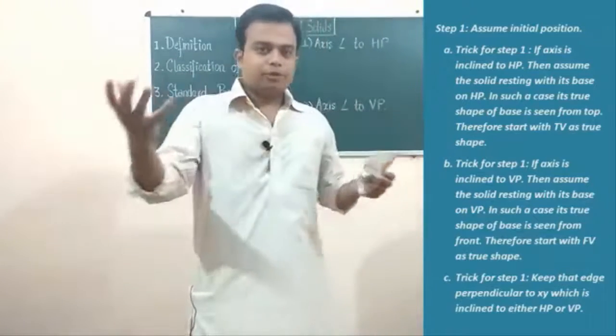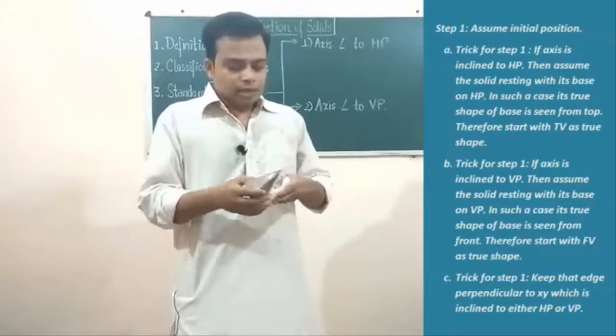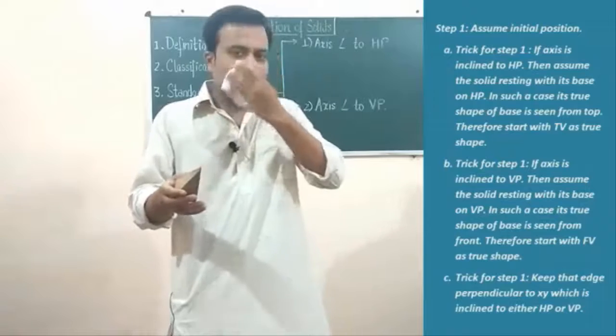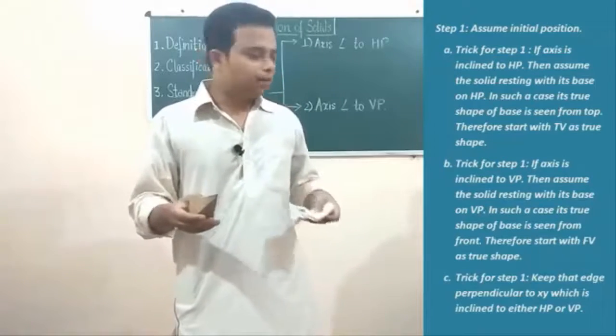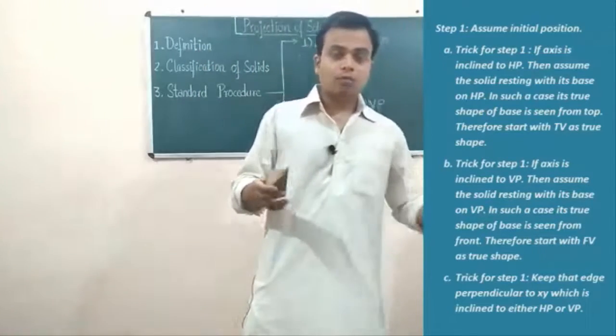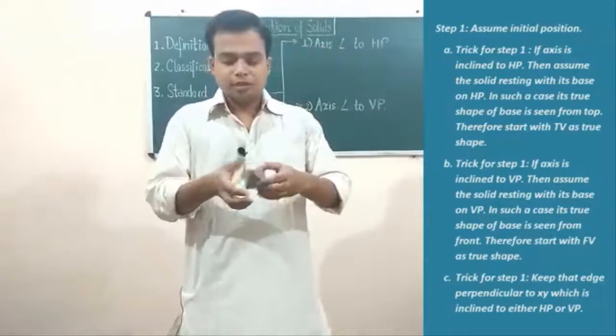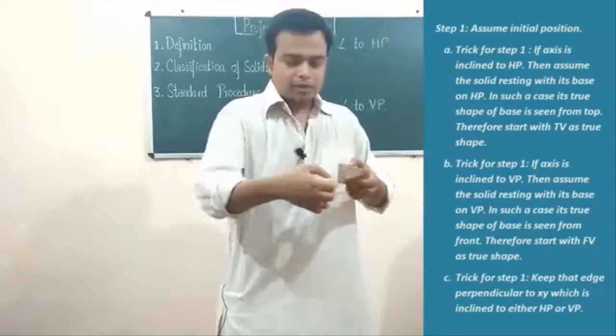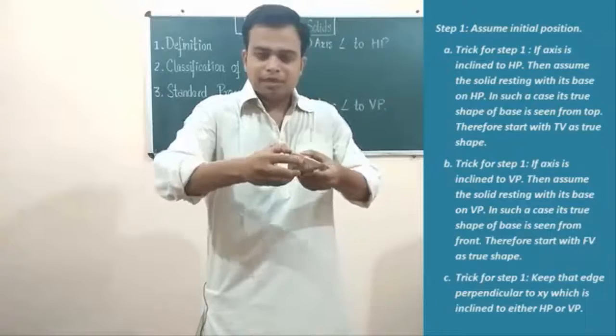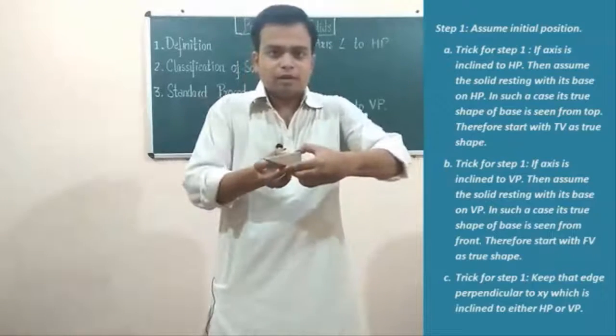Well, let me change the question. Let me change the scenario. Let us say that the axis is making a certain angle with the vertical plane. What would happen? What would be your initial position in such a case? Something like this. Axis inclined to the VP, either this way or this way, whatever.